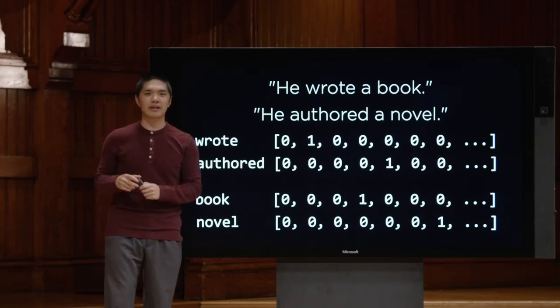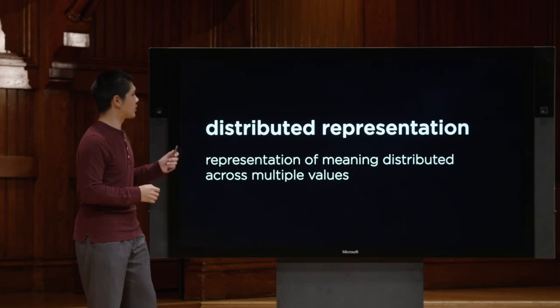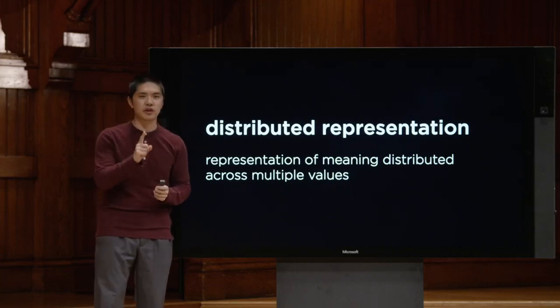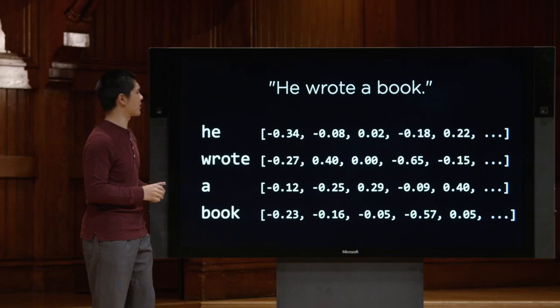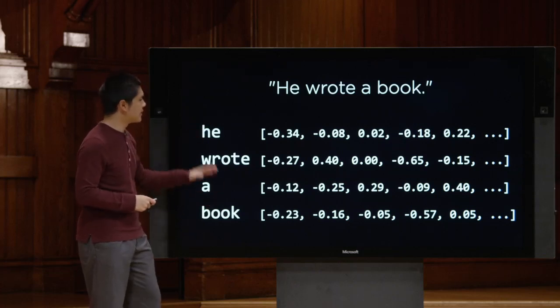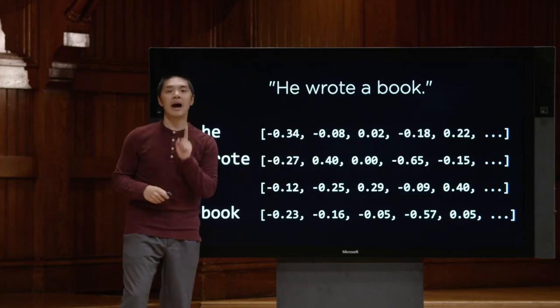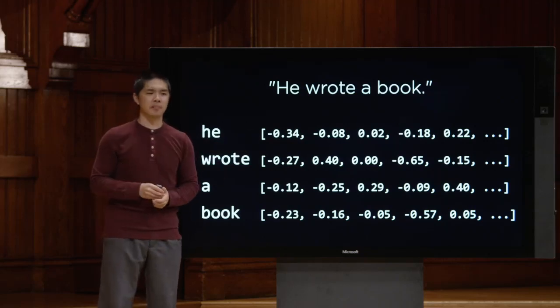So what we might be interested in instead is some kind of distributed representation. A distributed representation is the representation of the meaning of a word distributed across multiple values, instead of just being one-hot with a 1 in one position. Here is what a distributed representation of words might be. Each word is associated with some vector of values with the meaning distributed across multiple values, ideally in such a way that similar words have a similar vector representation. But how are we going to come up with those values? Where do those values come from? How can we define the meaning of a word in this distributed sequence of numbers?